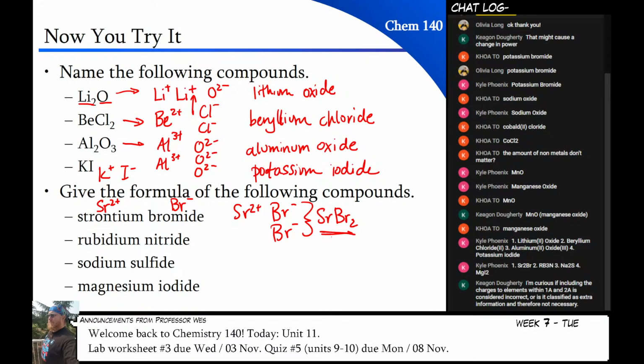So is including the charges on elements in groups 1A or 2A considered incorrect? If you include the charge, like if you said sodium parentheses 1, it's redundant but not technically wrong. However, when you are entering your names on Canvas, if you add extra characters and it's not expecting them, it does mark it wrong. I've programmed it to only accept the name without the Roman numerals if the Roman numerals are not required. And I believe the instructions say to use Roman numerals for charges only when absolutely necessary. So don't put it on anything optional.